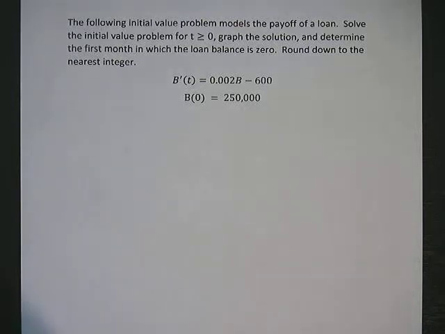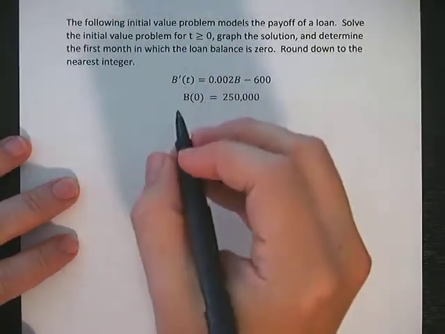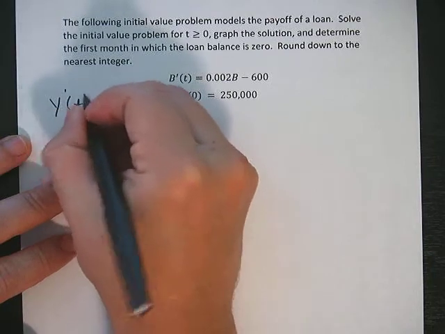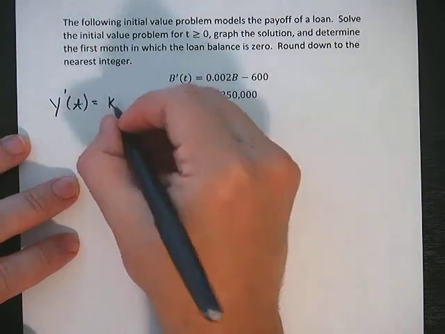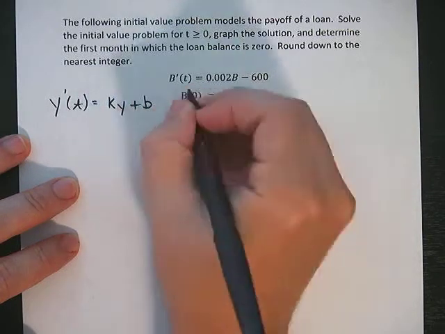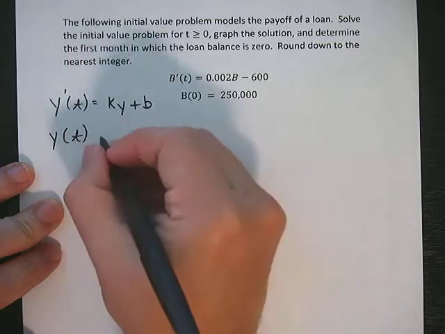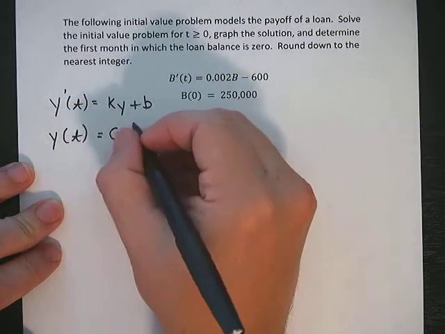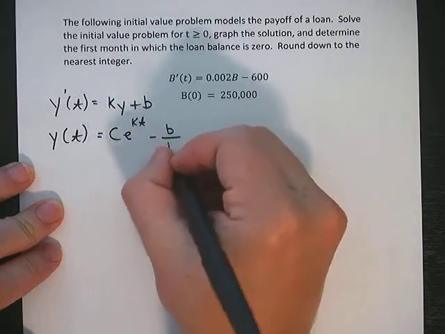Okay, so for this you're more than likely going to be given a formula that says if you have an initial value problem of the form y prime of t is equal to ky plus b, then the solution to that initial value problem is this: y of t is equal to c e to the kt power minus b over k.